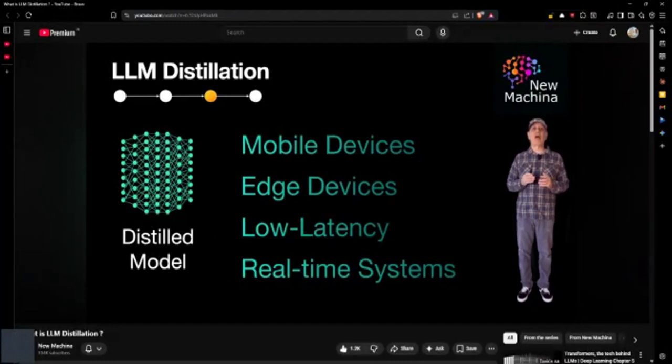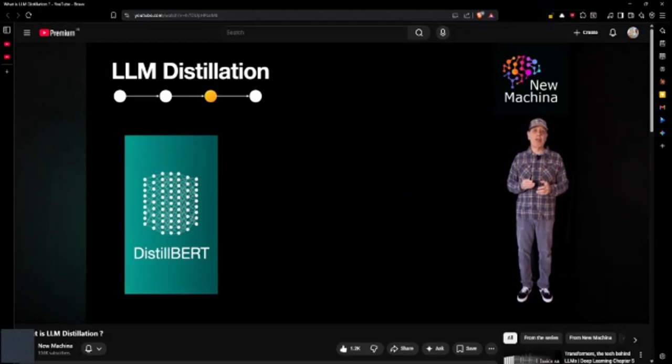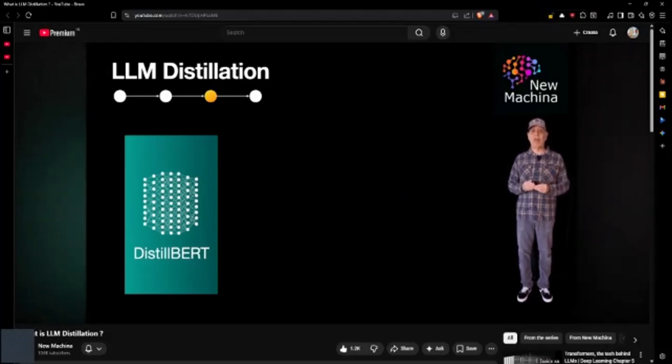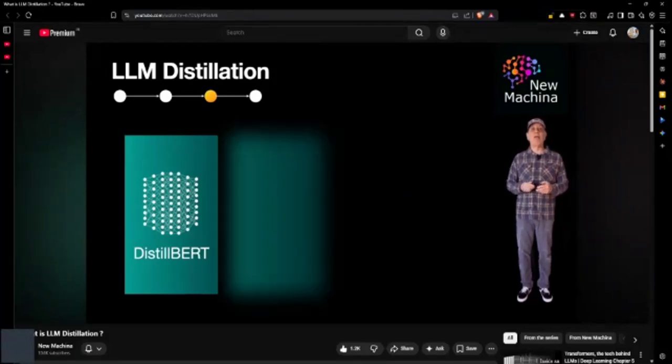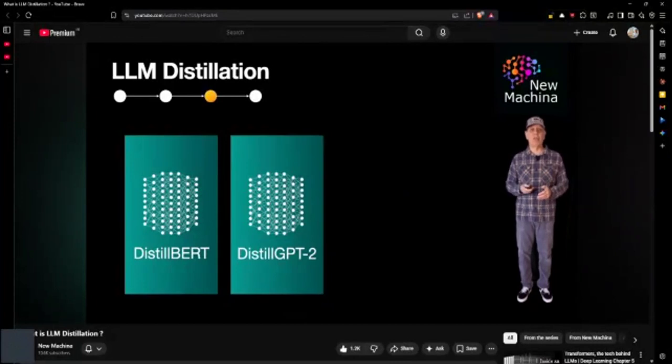So what are some examples of distilled models out in the real world? Well, the first is DistilBERT, which was distilled from BERT developed by Google. DistilBERT boasts being 40% smaller, 60% faster, and still retains 97% of BERT's performance. Another distilled model is Distilled GPT-2, which was distilled from GPT-2 developed by OpenAI. Distilled GPT-2 is between 35 and 40% smaller, 1.5x faster, and still retains between 95 to 97% of GPT-2's performance.